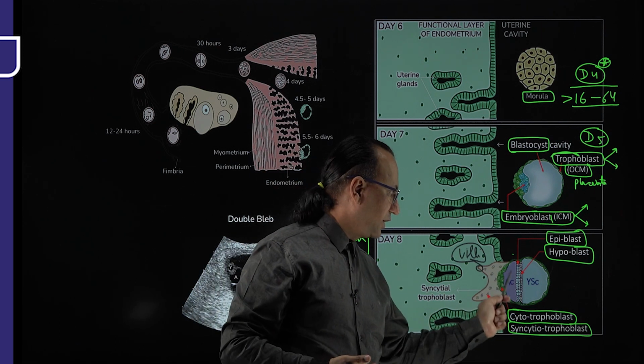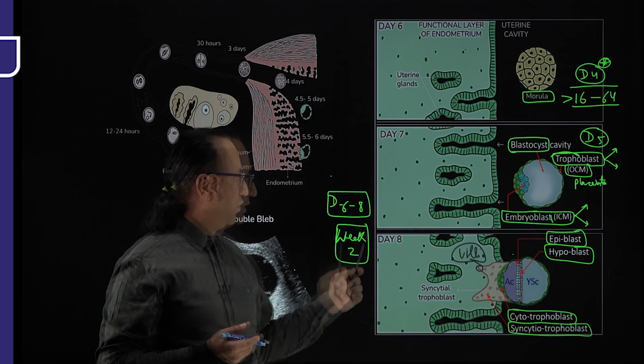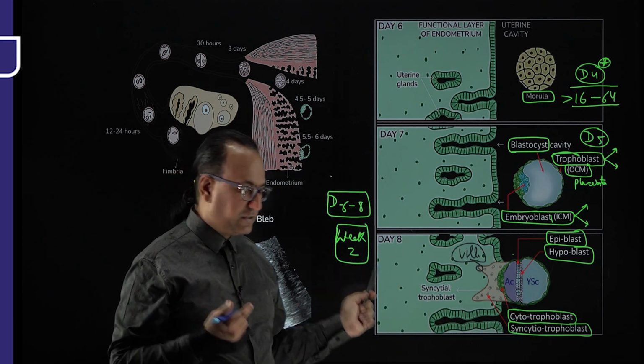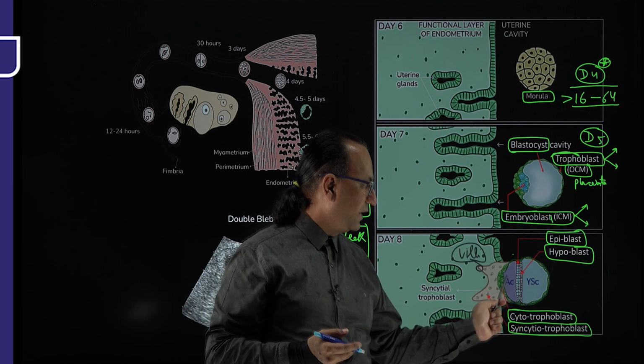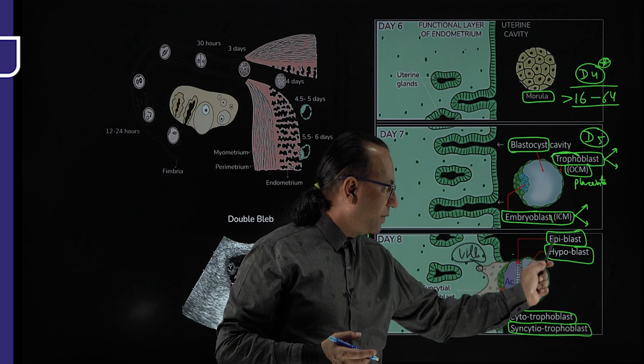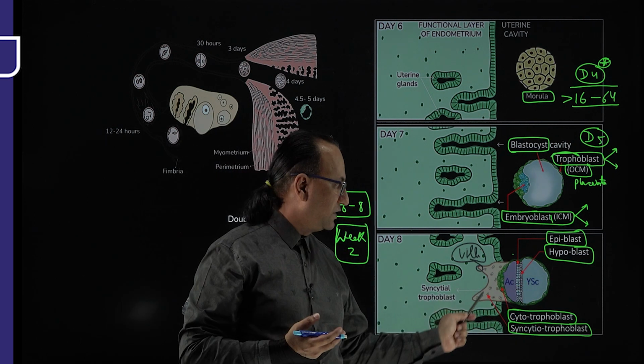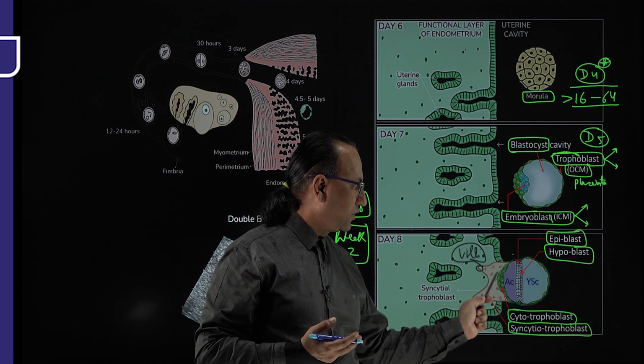And then there are 2 cavities also visible in the second week of development. There will be one amniotic cavity and one yolk sac cavity. So week 2 is the week of 2. We have 2 cavities, the amniotic cavity and the yolk sac cavity. We have 2 embryoblast cells which are epiblast and hypoblast, and we have 2 types of trophoblast cells which are called syncytiotrophoblast and cytotrophoblast.